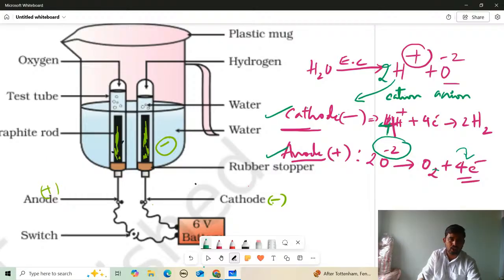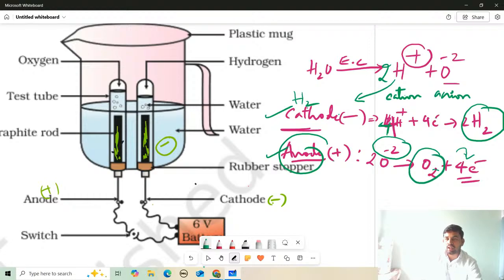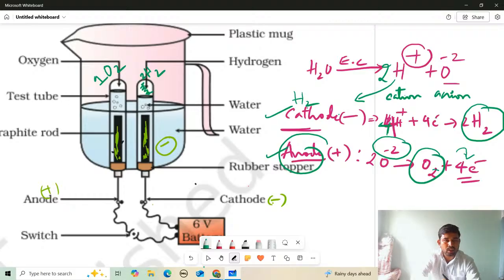So in this reaction, which gas can we expect near the cathode side? Hydrogen gas. Similarly, cathode means hydrogen gas. Which gas can we expect near the anode side? Oxygen gas. You see here how many hydrogens are produced. For every one oxygen, two hydrogen molecules are going to be produced here. That's why you can see the space is more here, and the space is less here.